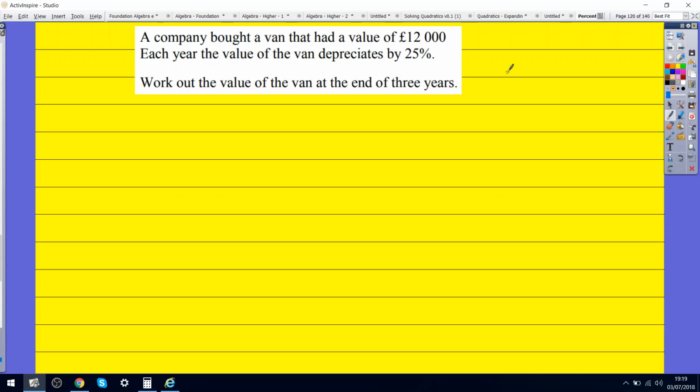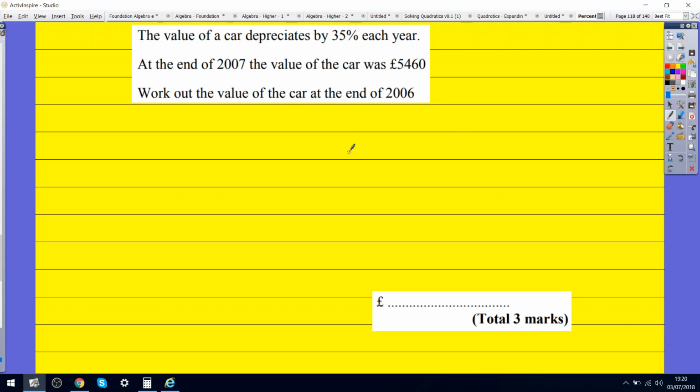How would you do this one? This one is just 1 year. Oh, right. Okay. So the value of the car depreciates by 35% each year. So work out the value. Okay, so that's just 0.65 times the 5460.